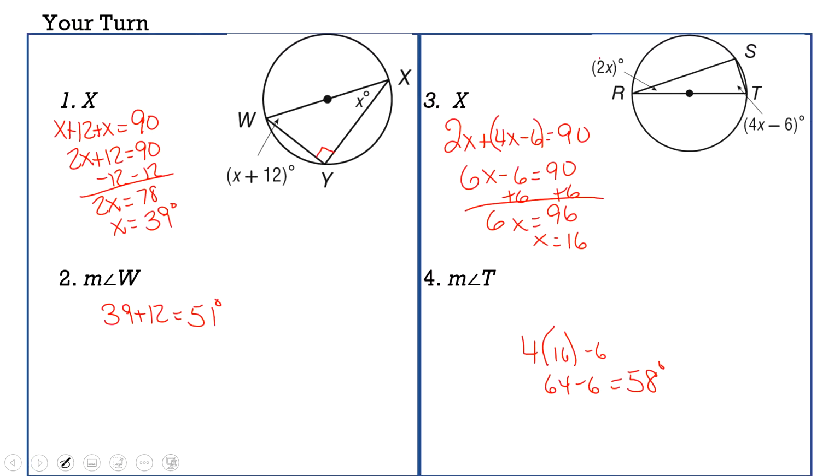Same thing on problems 3 and 4. One side of my triangle bisects, or goes through, the center, which makes it a diameter. So angle S is the 90-degree angle, and the other two angles are going to add up to 90. Plug in your equations and solve for X, and you get 16. They wanted the measurement of angle P, so I plug 16 into the 4x minus 6, and I find out that angle P was 58 degrees. Does that make sense to everyone? Is that working out?